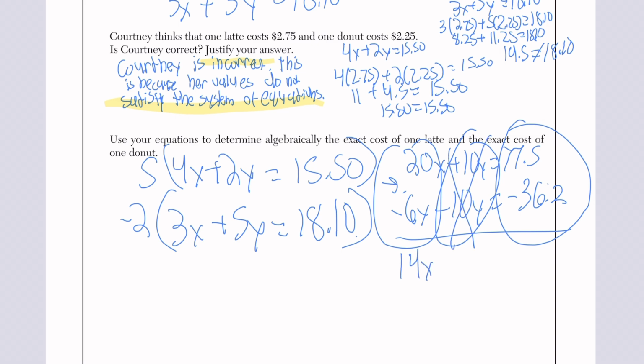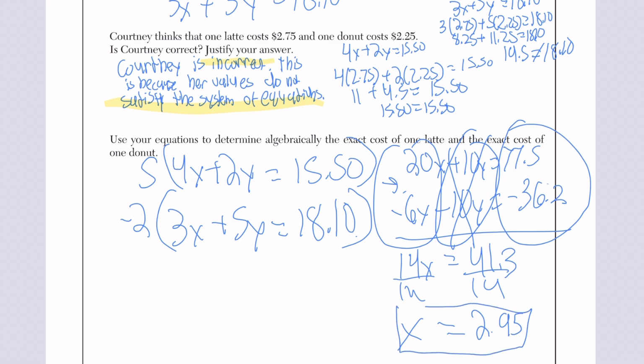Now we add everything together and we get 14x. These two cancel out, is equal to 41.3. Divide by 14, you get x is equal to 2.95. Now you have your x value. Now it's time to find your y value. To find your y value, you could just plug it into one of these. I'm going to plug it into 3x plus 5y is equal to 18.10.